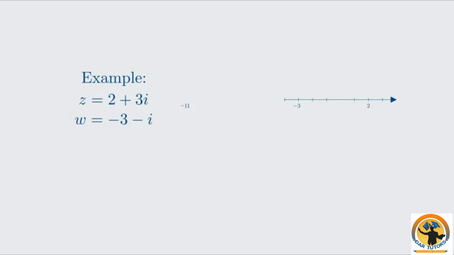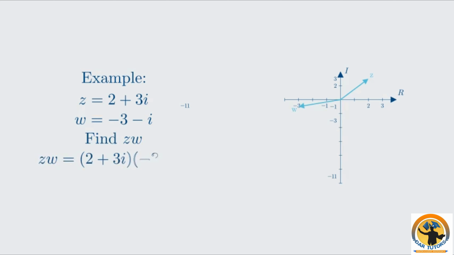Let's illustrate these on an Argand diagram. z corresponds to the vector from the origin to the point (2, 3). w corresponds to the vector from the origin to (-3, -1). The problem asks us to find the product zw. We multiply the two complex numbers. z times w equals 2 plus 3i times negative 3 minus i.